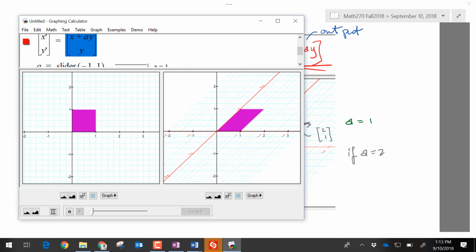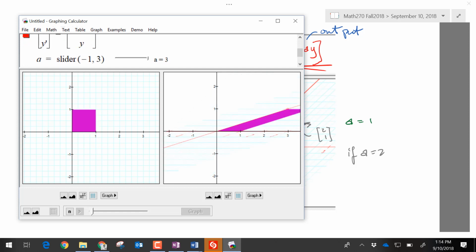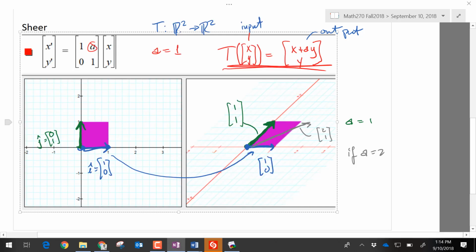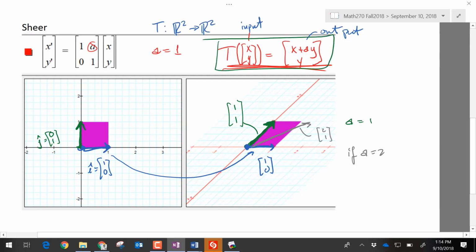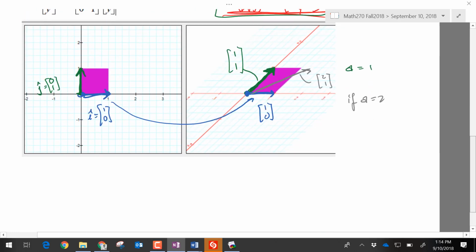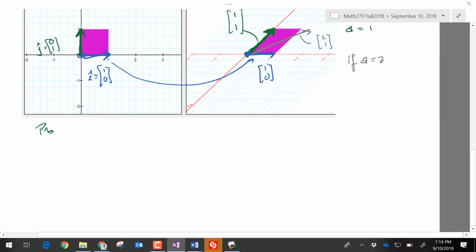And for that, let's see. We can make the value of a to be whatever we want. If we go past 1, the shearing will just get more slanted. So this is what we want to define as a transformation right here. And then now let's see if we can actually prove that T equals x plus ay and y is linear.